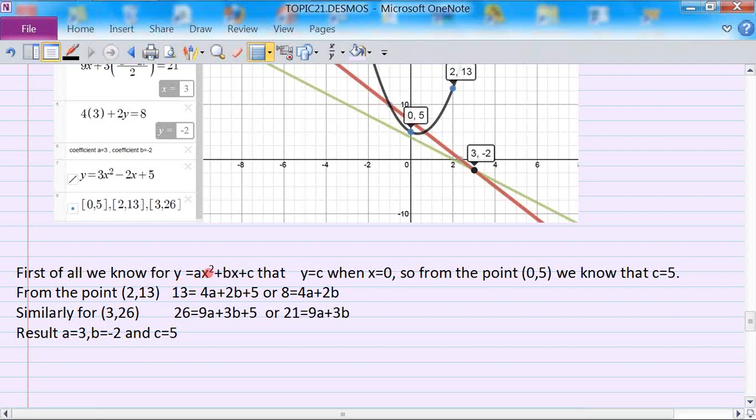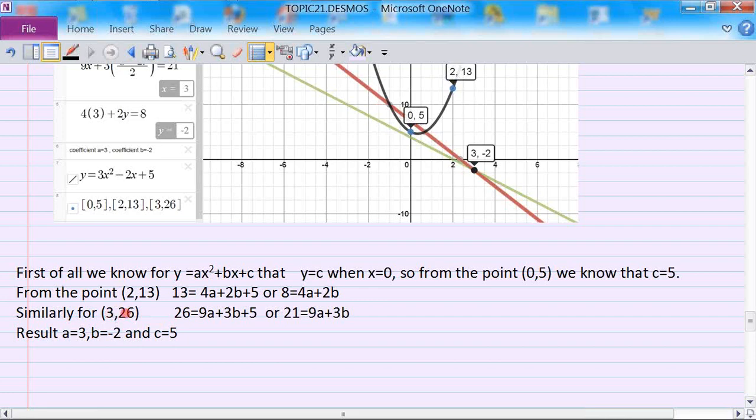And y is 13. We're going to say x is 2, so 2 squared is 4. And x is 2 here, so we get 2b. And c, we know, is 5. So if we bring this 5 from the right to the left, we get 13 minus 5. We get 8 is equal to 4a plus 2b.